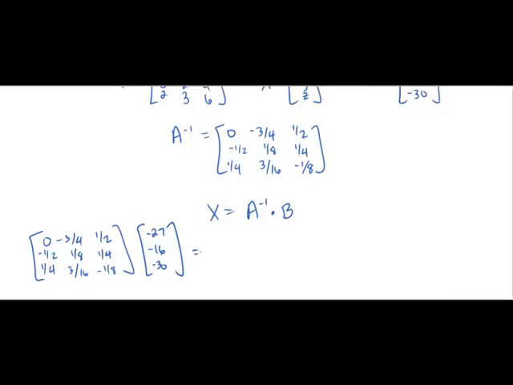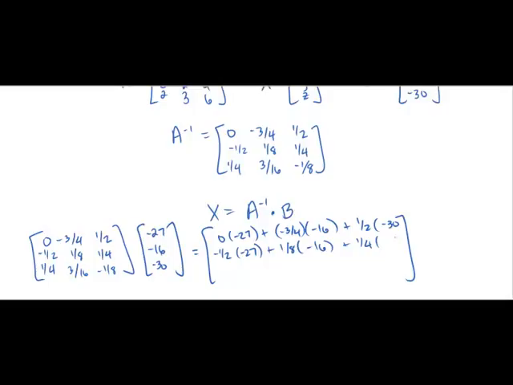And again, if you go across each row by the column, we've got 0 times negative 27 plus negative 3/4 times negative 16 plus 1/2 times our negative 30. And this is going to end up just being a column matrix. A column matrix is just a matrix with one column. And then we got our negative 1/2 by our negative 27 plus 1/8 times our negative 16, and finally our 1/4 times our negative 30. And then our last row here, our last element, is going to be 1/4 times our negative 27, 3/16 times our negative 16. That's kind of nice. That works out well. And then negative 1/8 by negative 30.